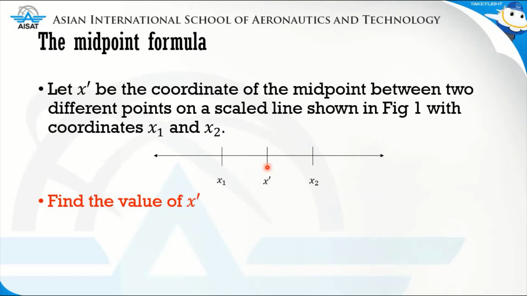Now if we observe, x prime is in the middle of x sub 1 and x sub 2. Basically, if we try to find the middle of two numbers, the concept we apply is getting the average value. In the same way, to get the value of x prime, that would be equal to x sub 1 plus x sub 2 over 2.